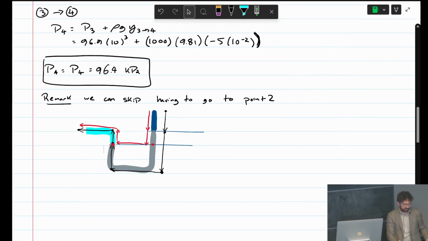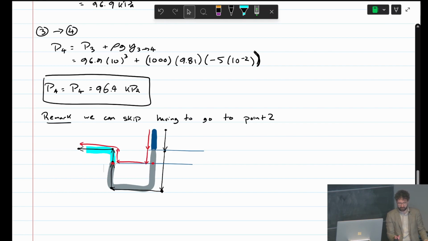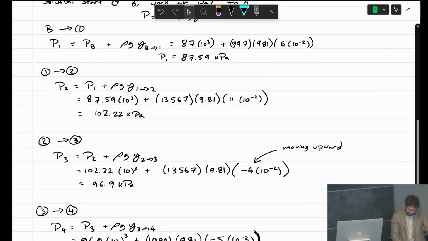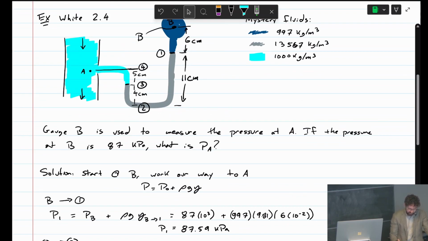So I'll leave the verification of that up to you, but you can see that either way you use to calculate P3, I believe is the point number, either way will work.